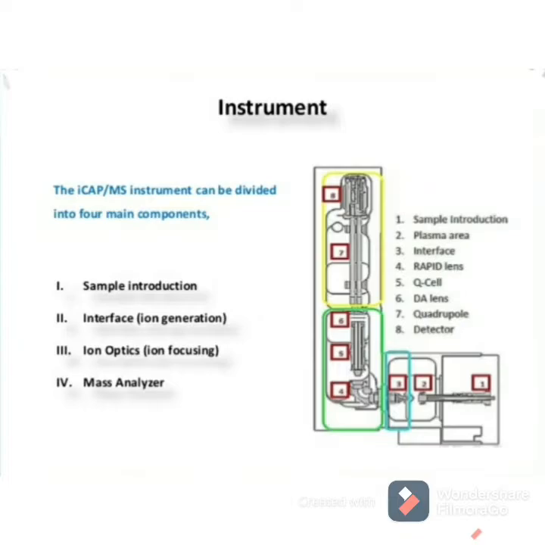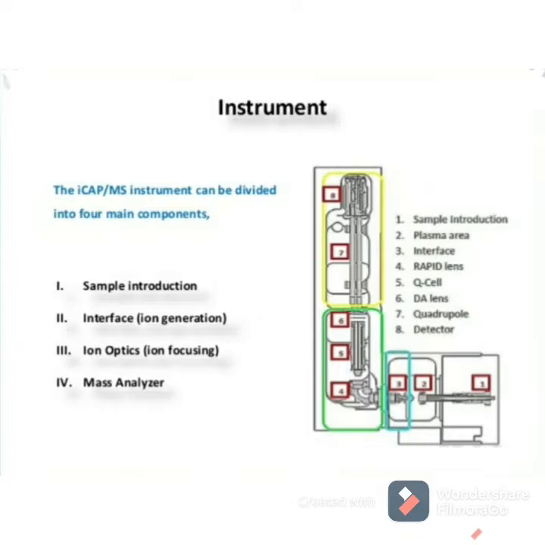An ICP-MS instrument is mostly divided into four big parts. First is sample introduction, second is interface and ion generation, third is ion optics and ion focusing, and fourth is the mass analyzer. These four parts are further divided into eight sub-parts.